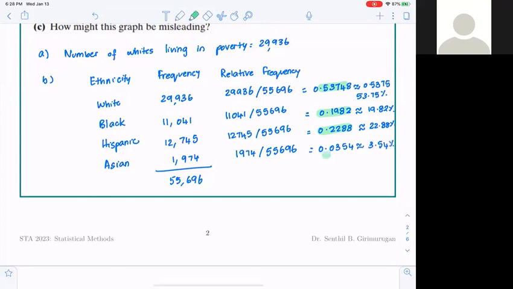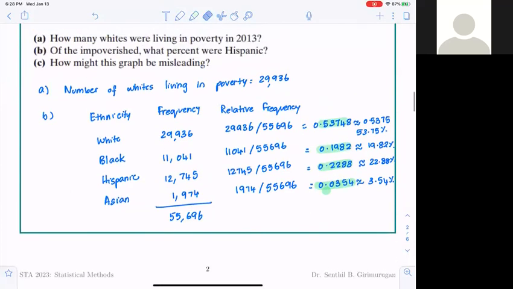Now that we have a relative frequency, we can answer part B. So of all the impoverished people, what percent were Hispanic? We could say 22.88%, which belongs to the Hispanic category.